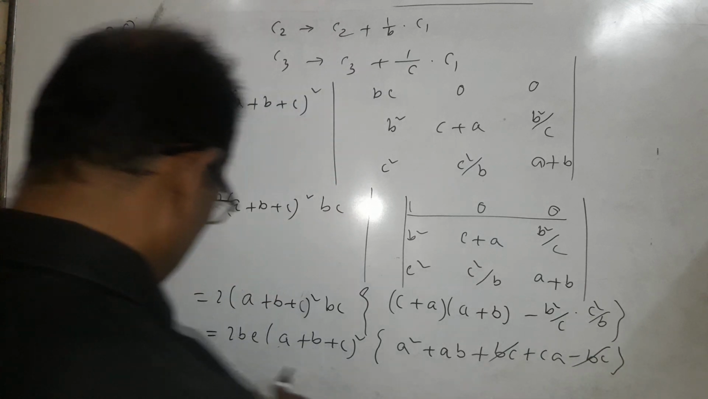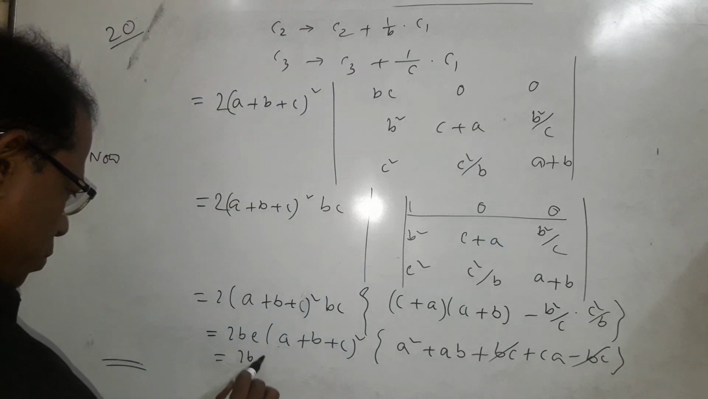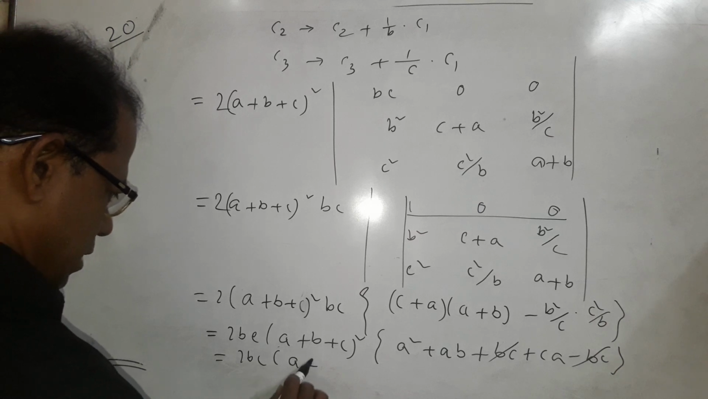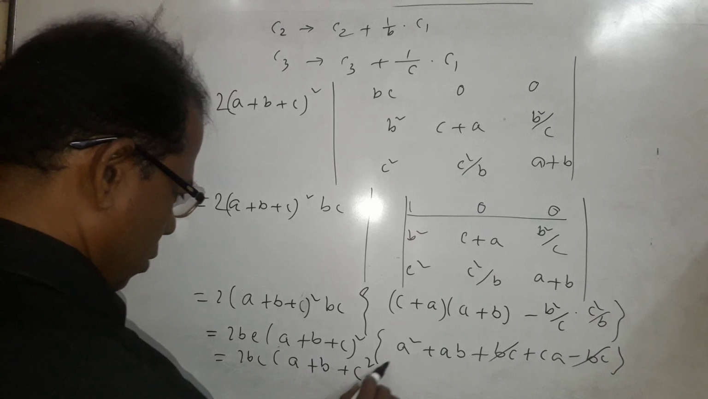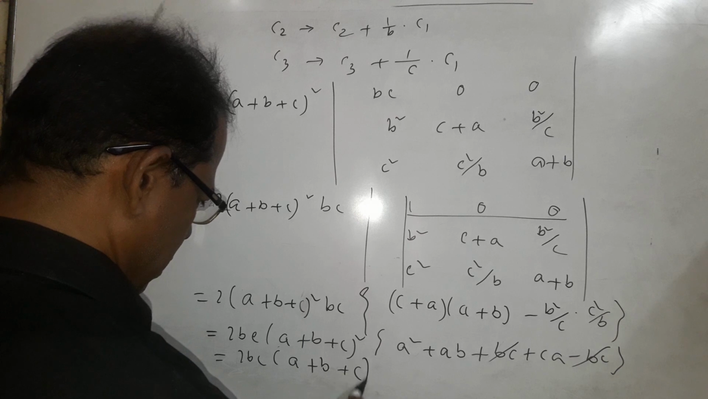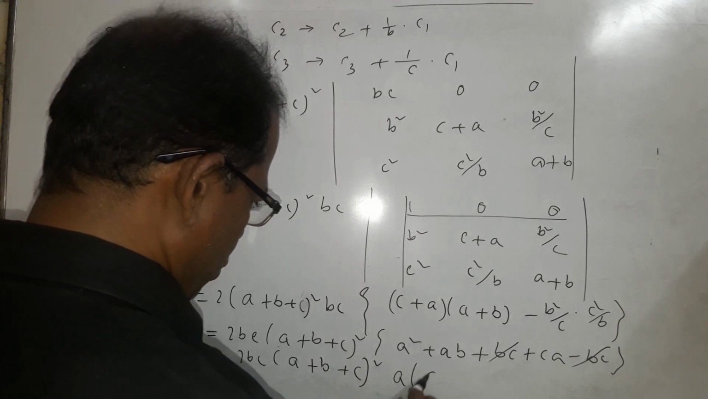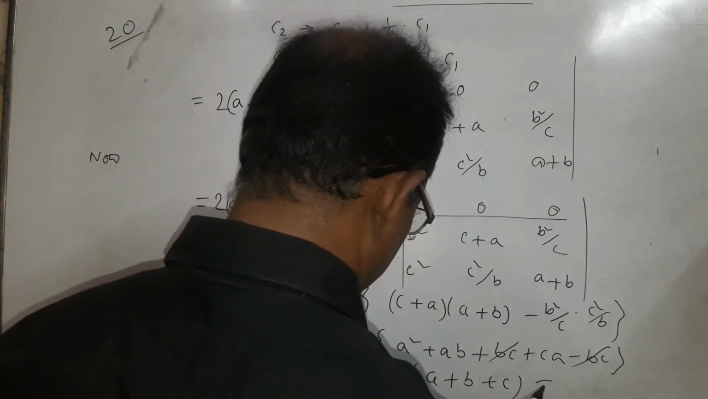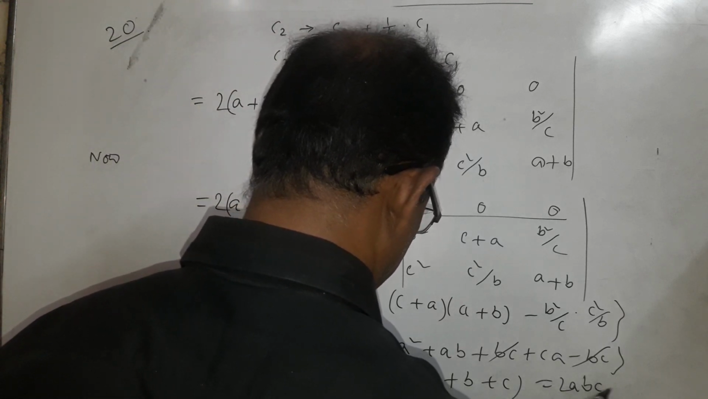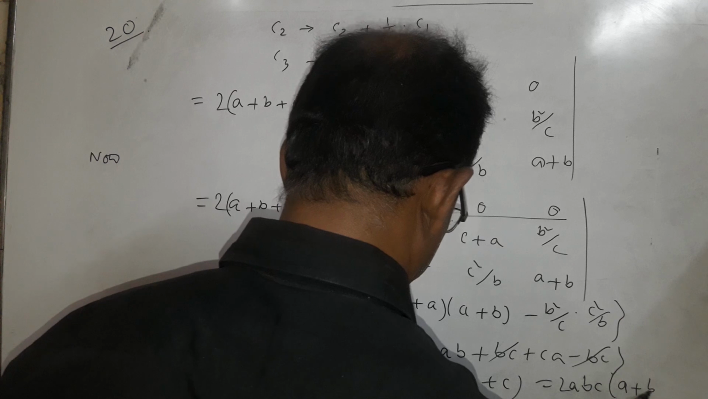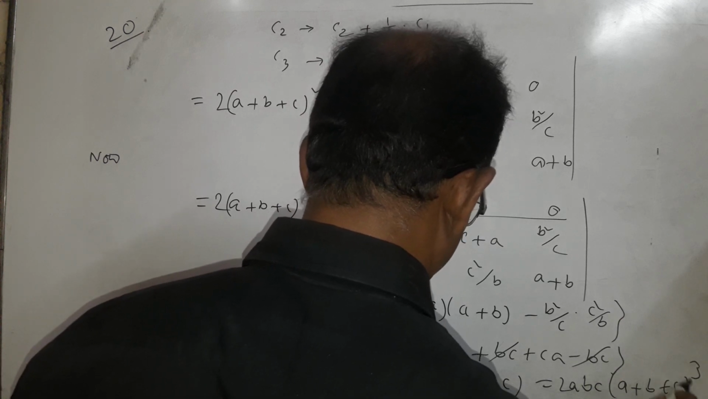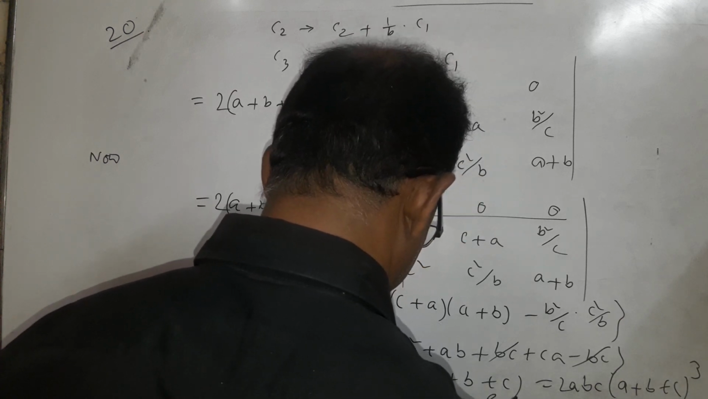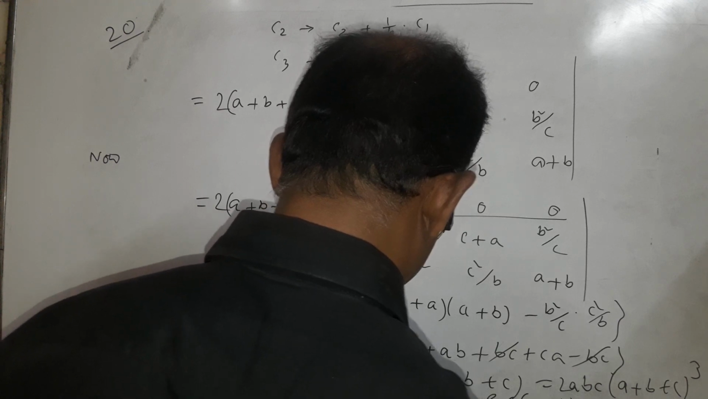bc, bc closed. So then 2bc, a plus b plus c whole square into a plus b plus c. That's why 2abc into a plus b plus c whole cube. It's the right side. So then proved.